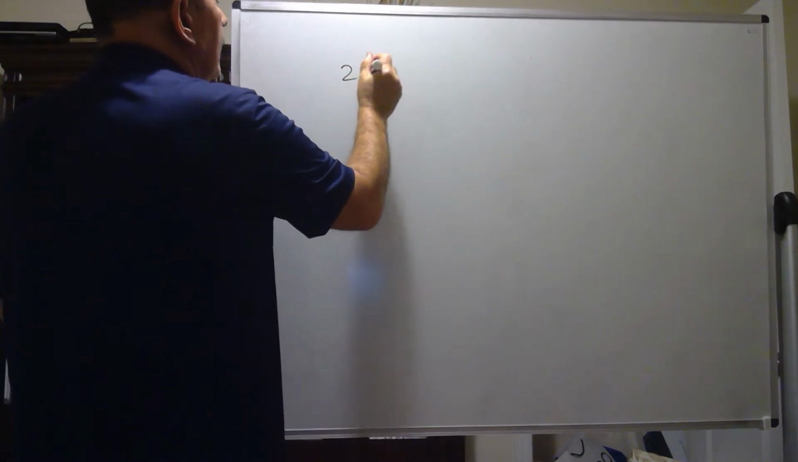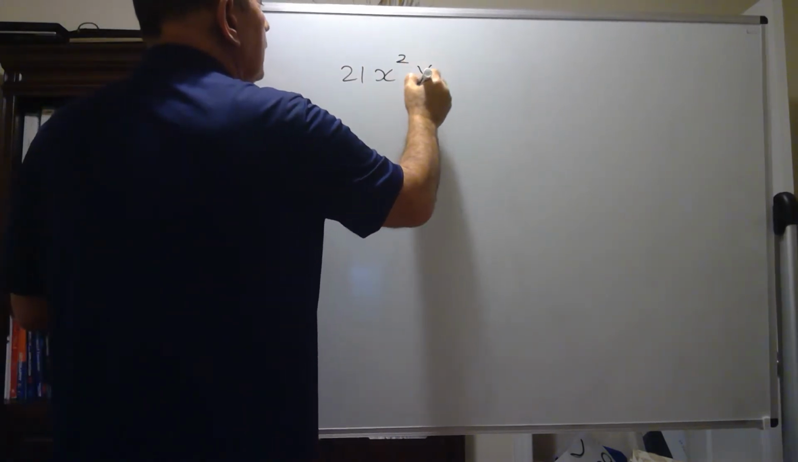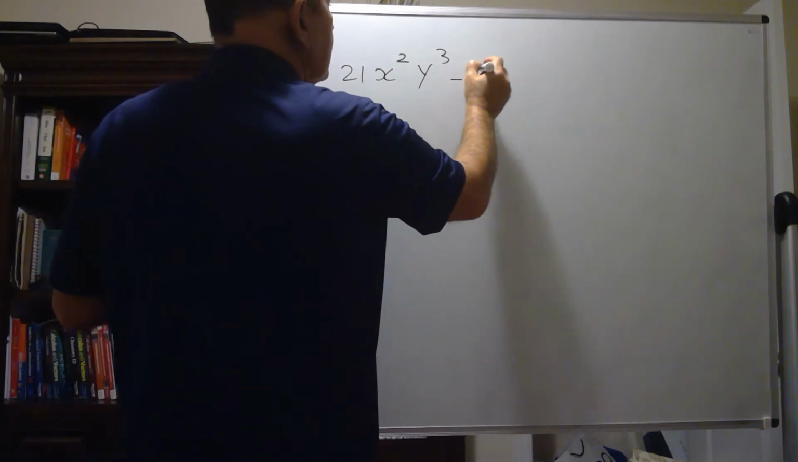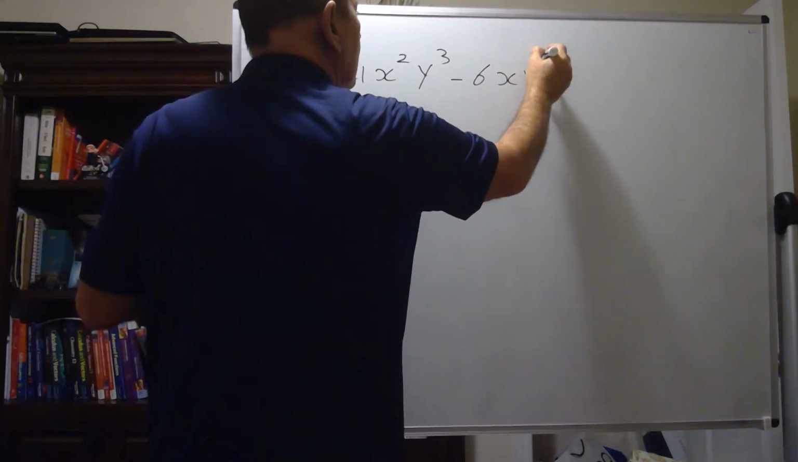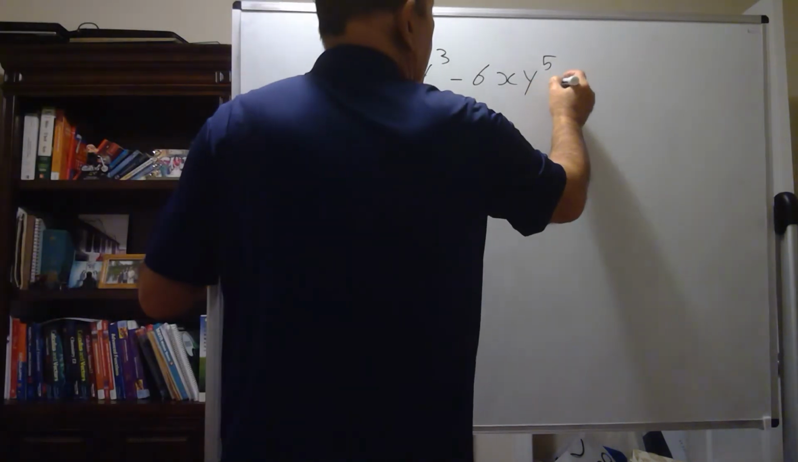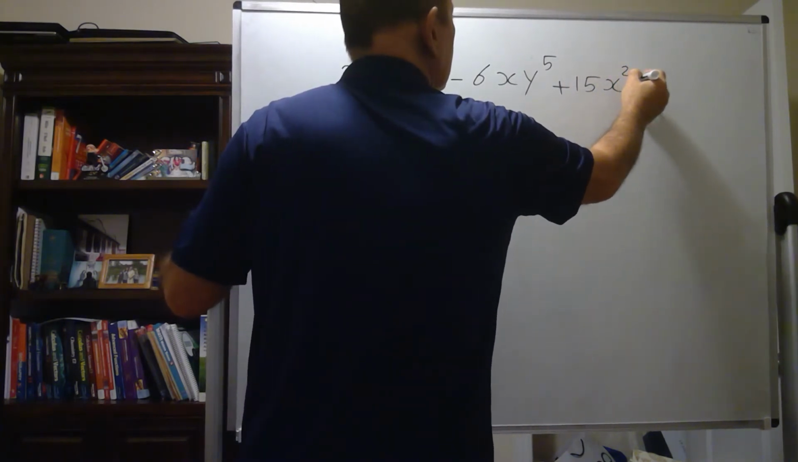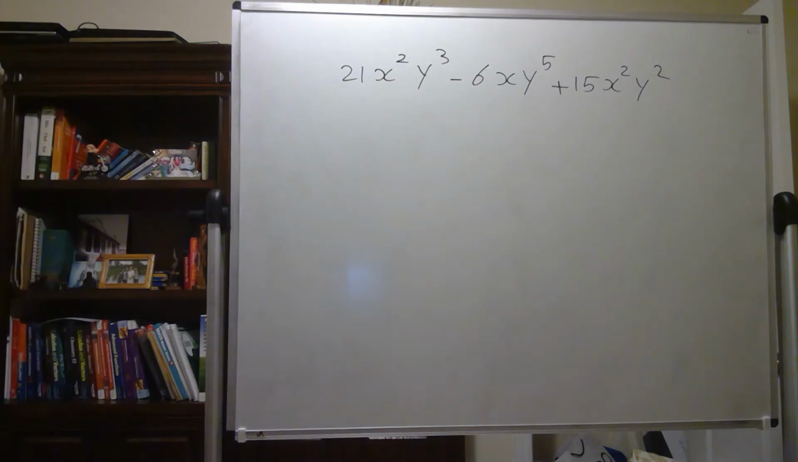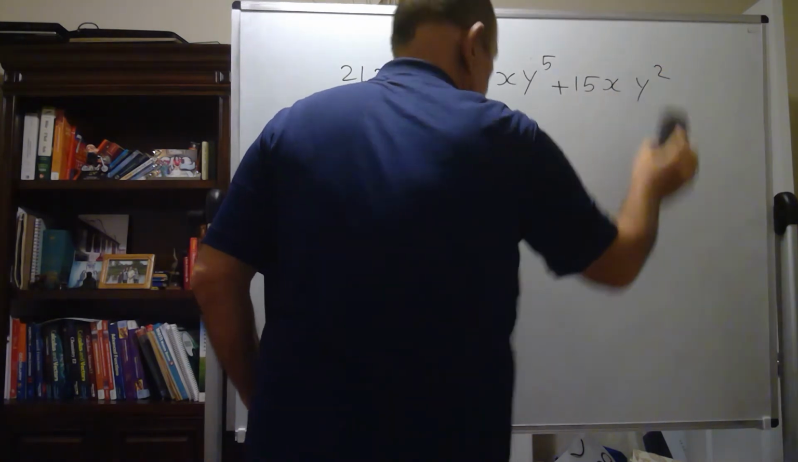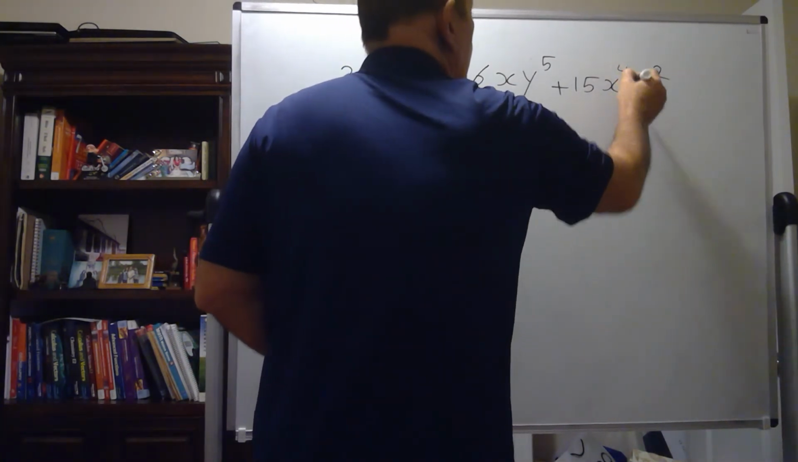Let's use a different example. 21x squared y cubed minus 6x y to the power of 5 plus 15x to the power of 4 y squared.